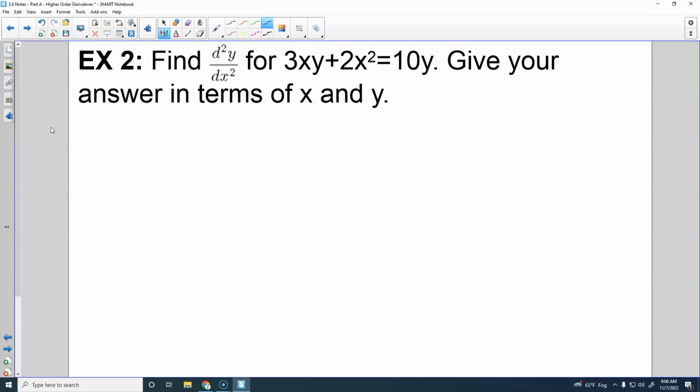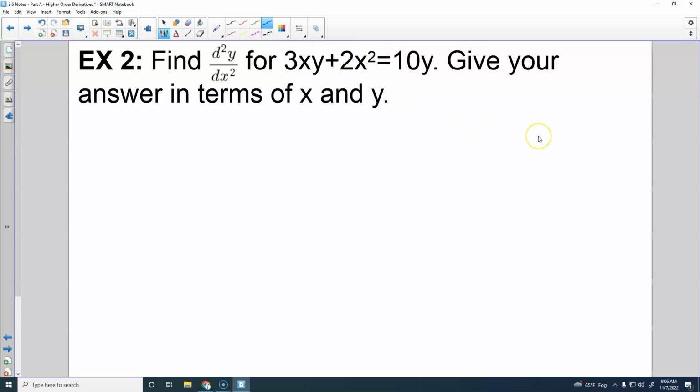All right, again, same directions. We're finding the second derivative. We've got 3xy plus 2x squared equals 10y. Give your answer in terms of x and y. So we got to do the same thing. We got to find that first derivative. We've got to plug in. We got to take the derivative again, and then we'll have to plug that dy dx in that we have. So, who can tell me what to do right here?